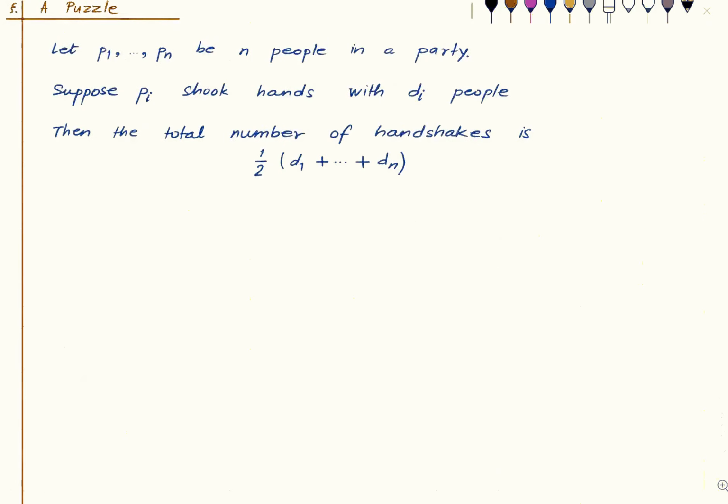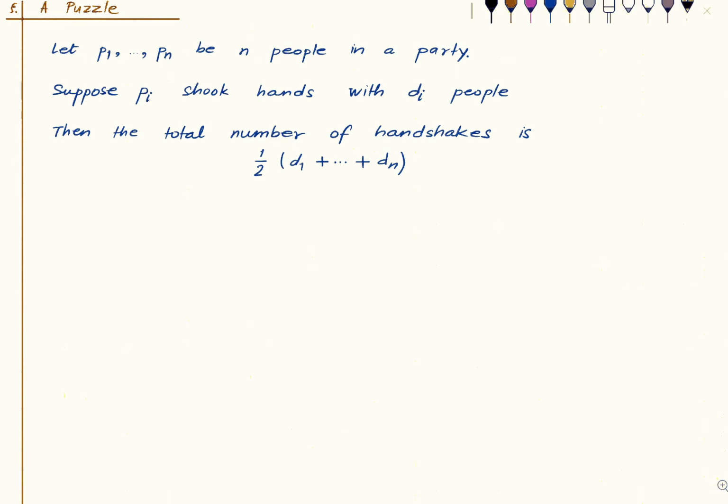So let us start with a puzzle. Suppose we have n people in a party, and suppose the ith person shook hands with a total of di people. So you ask the ith person how many people they shook hands with, and they say di people. di could also be 0. And let us assume that a person does not shake hands with himself, because we can take that into account also, but let's not complicate things.